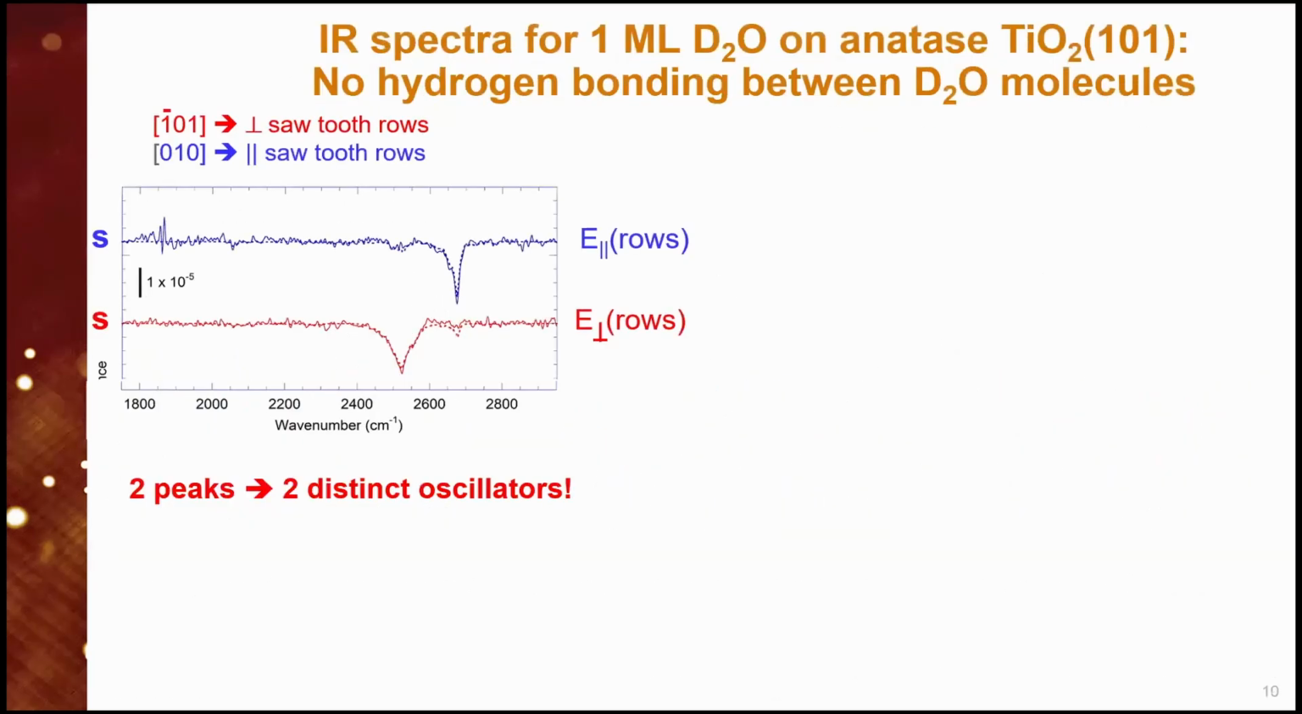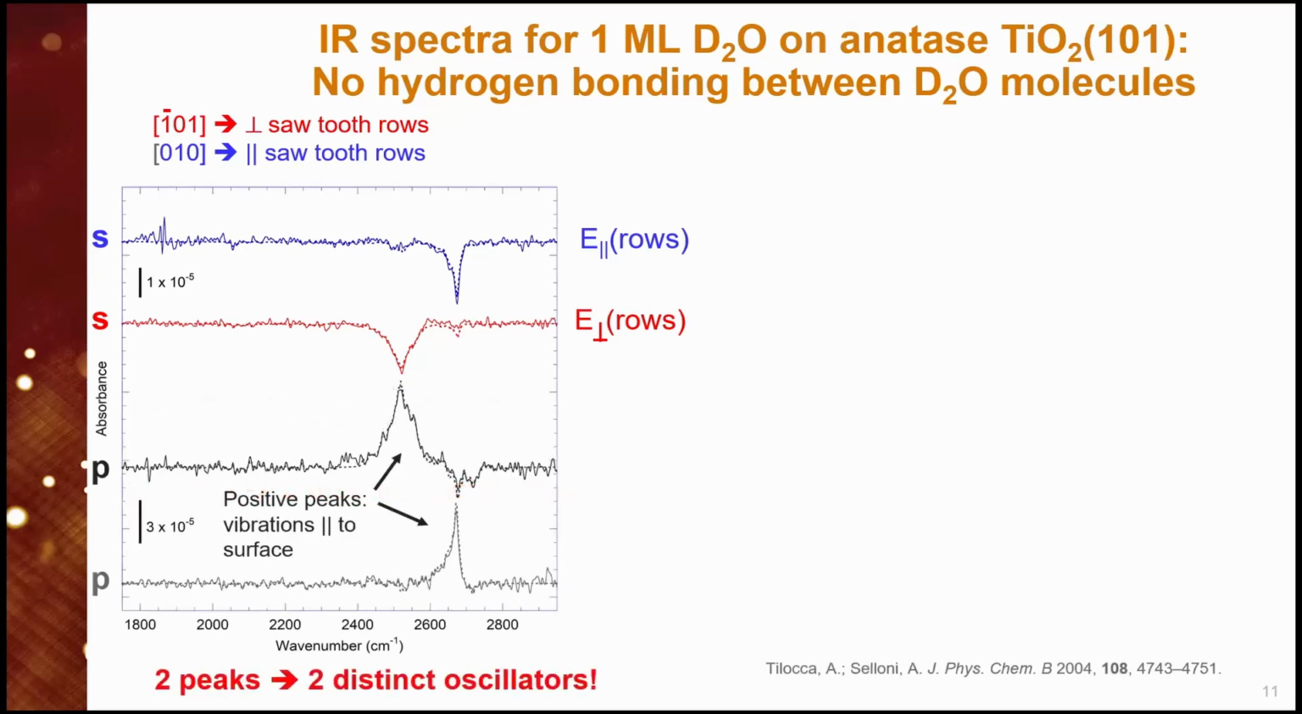Okay, so now we're going to do this experiment. Here's the IR spectra, S-polarized along the 2 azimuths, for 1 monolayer of D2O on this surface. Couldn't be simpler. Basically, there are 2 peaks, right? That tells you right away that there are 2 transition dipole moments that are the dominant thing in these spectra. You do the P-polarized spectra, you see the same thing.